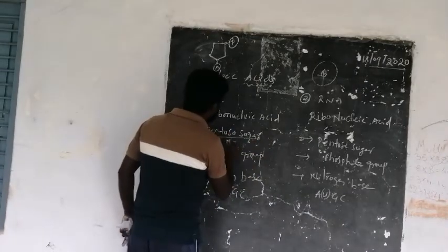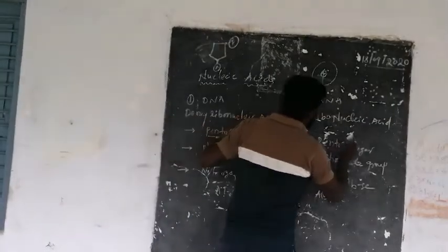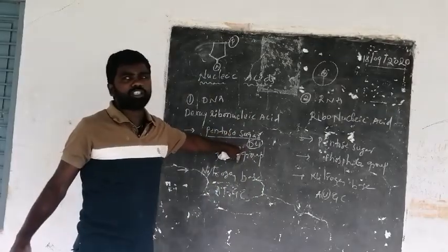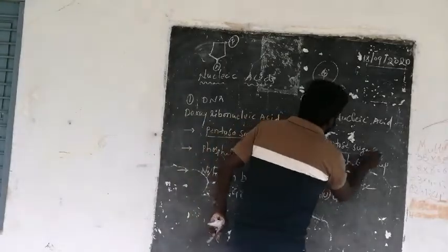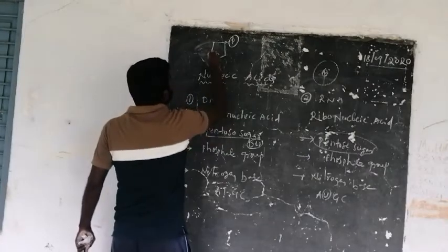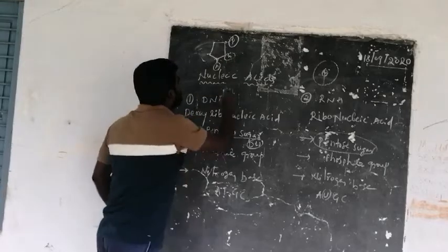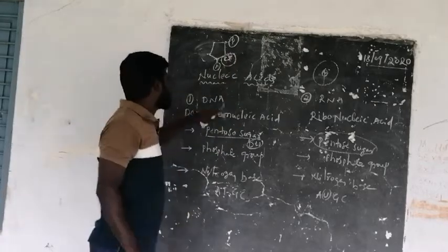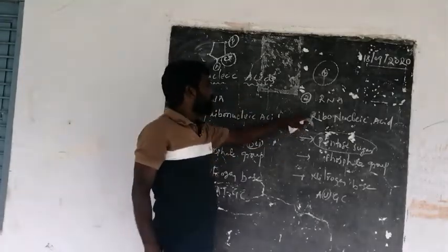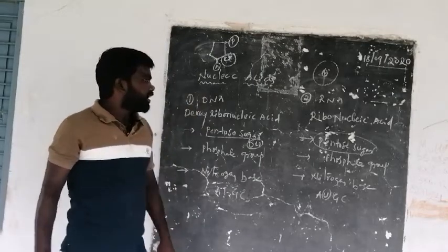And one more difference. In RNA, the pentose sugar is ribose sugar. In DNA, deoxyribose sugar is present. Ribose sugar means oxygenated: in the second carbon position, 1, 2, 3, 4, 5, an OH group is absent in DNA, and an OH group is present in RNA. This is the difference between the nucleic acids DNA and RNA.